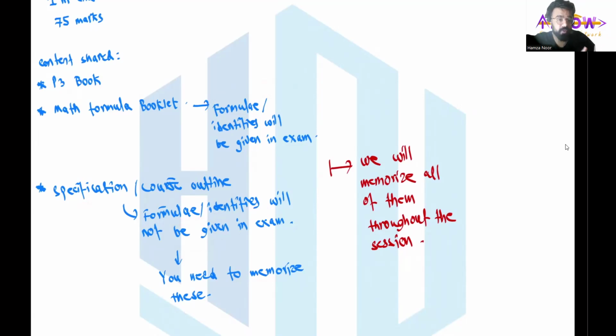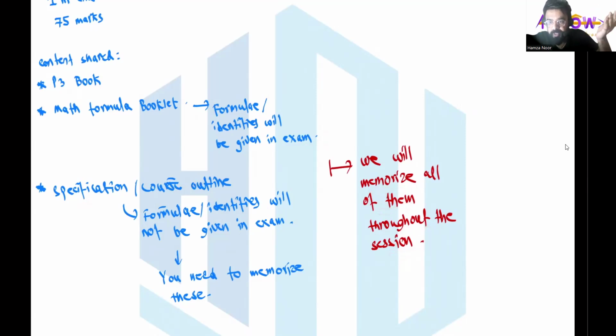Okay, so you need to remember two things. You have a list of formulas and identities which will be given in exam. And then there is a list of formulas and identities which will not be given in the exam. So what is the solution? क्या करें? What is the solution? The solution is that we will memorize all of them throughout the session, irrespective of the fact they are given to us in the booklet or not.